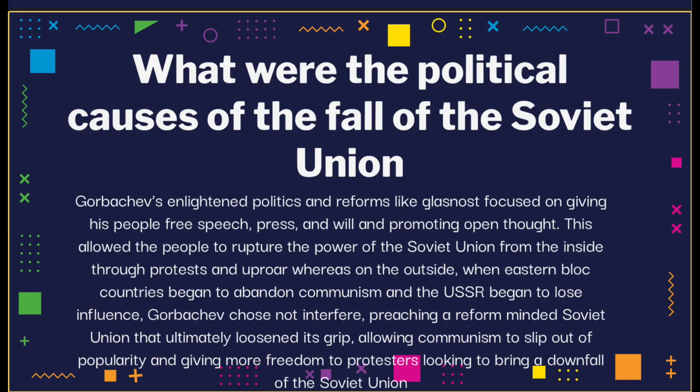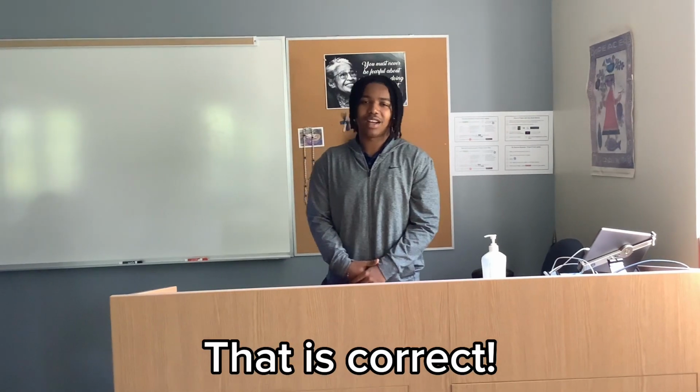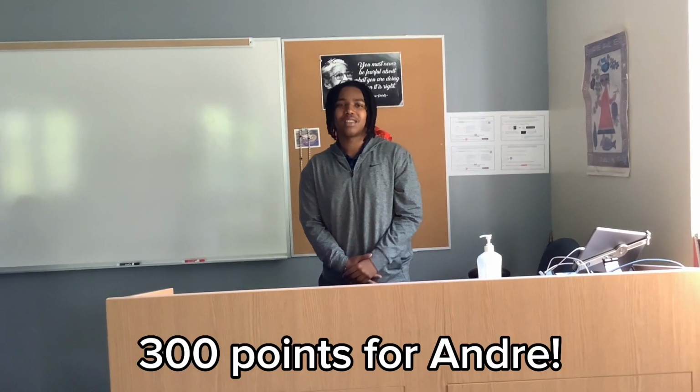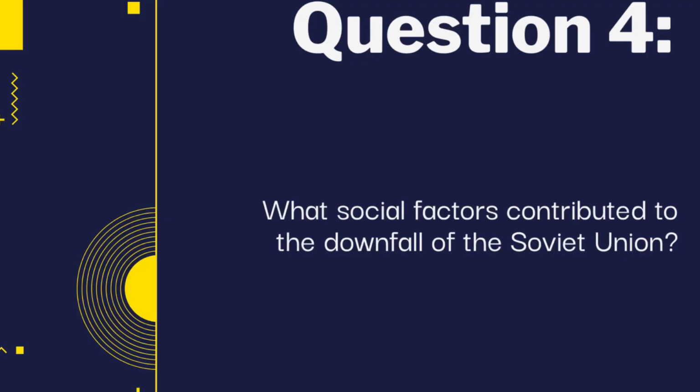not to interfere, preaching a reform-minded Soviet Union that ultimately loosened its grip, allowing communism to slip out of popularity and giving more freedom to protesters looking to bring a downfall to the Soviet Union. That is correct. 300 points for Andre. Category 4 is social factors. The question is, what social factors contributed to the downfall of the Soviet Union?